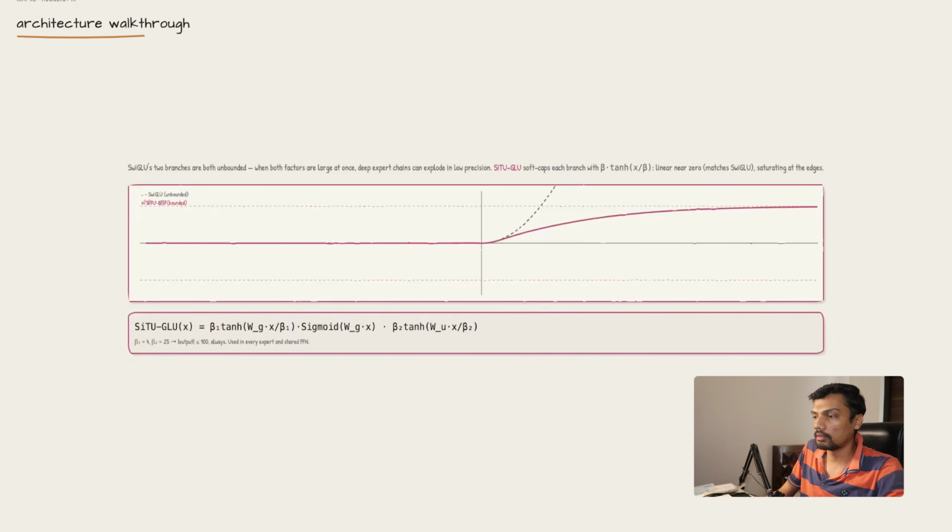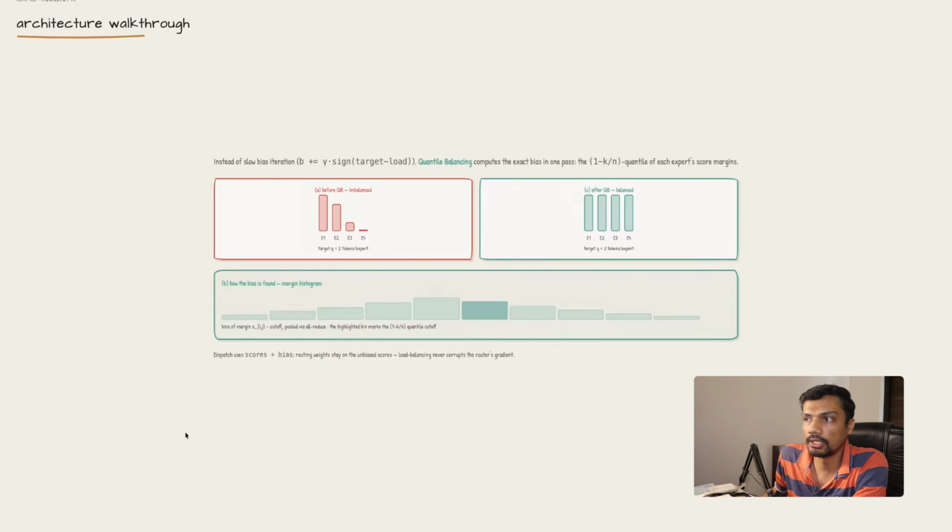Next, let's move on to quantile balancing, that is expert load balancing at scale. With 896 experts, you run into a huge problem, that is load imbalance. Imagine a hospital with 896 specialist doctors. If all patients flock to the same 16 famous doctors, those 16 get crushed with work, while the other 880 or so doctors sit idle getting paid for doing nothing.